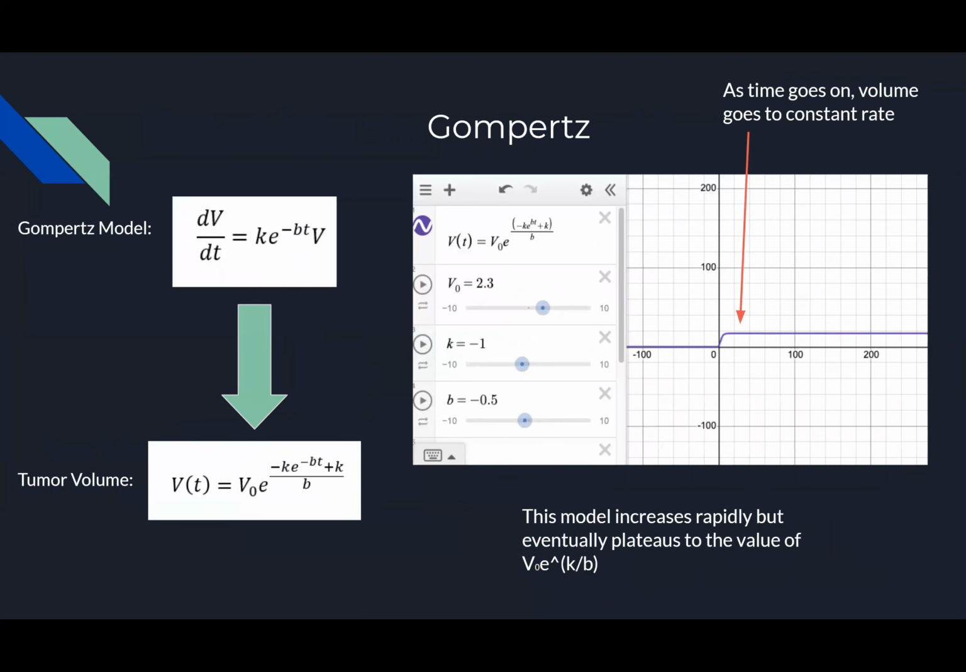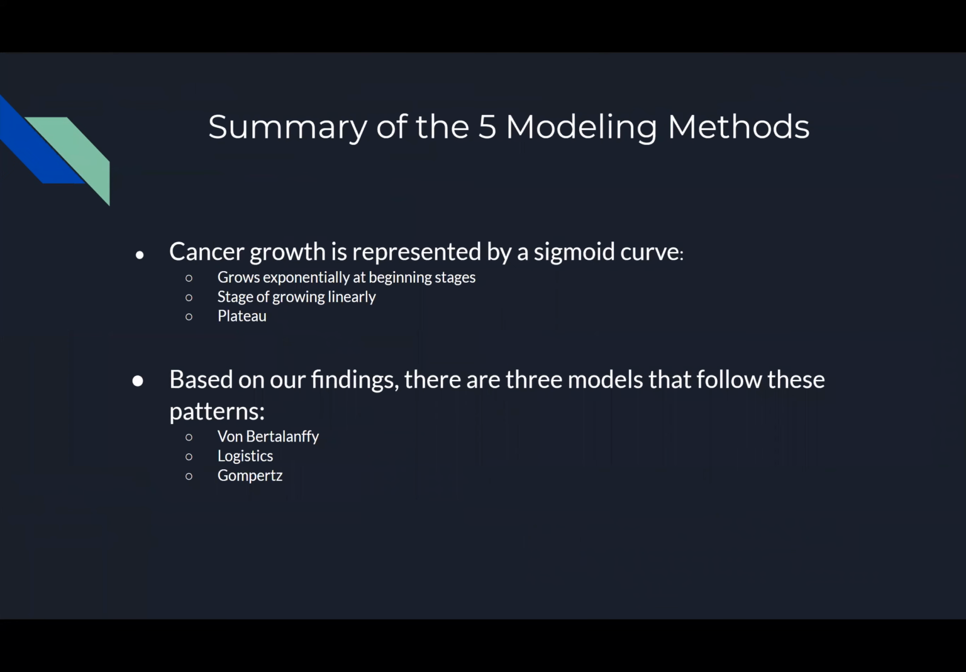Lastly, looking at the Gompertz model, we obtained a graph using the same methods as before, where we integrate to find the equations for tumor volume. We found that the model increases at a rapid rate at the beginning stages and then plateaus to a specific value of V naught e to the k over b. Again, since this model goes to an actual value, it proves that this model is effective since it doesn't go to infinity.